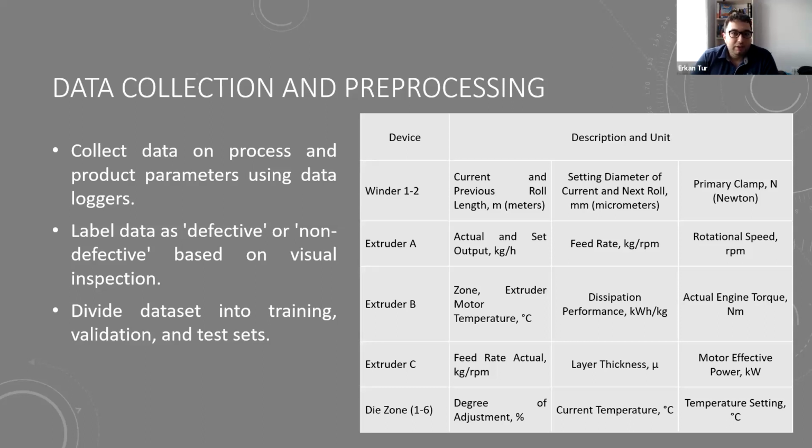And the production set has 3 extruders with hoppers, 2 winders, and 6 die zones. Production line starts with a designated recipe, and production commences with order from the CPU setting.